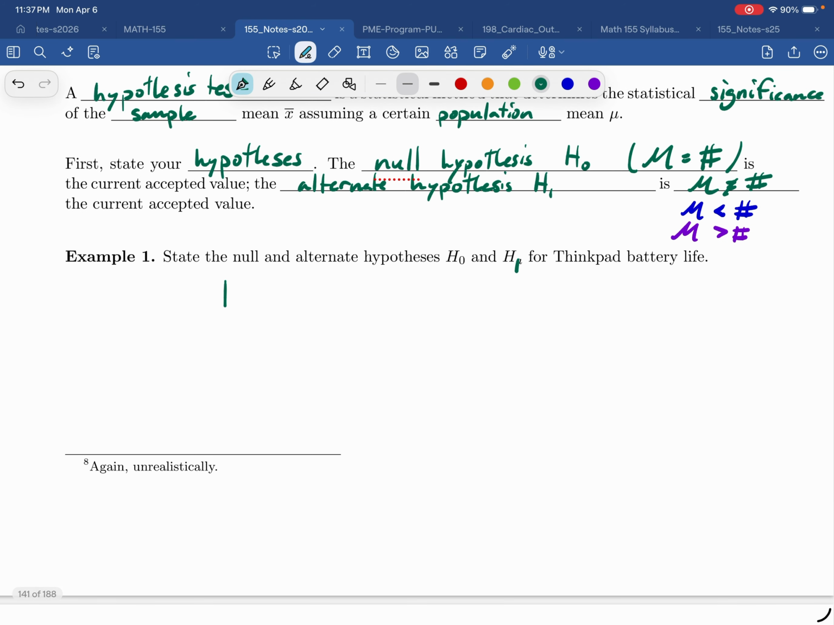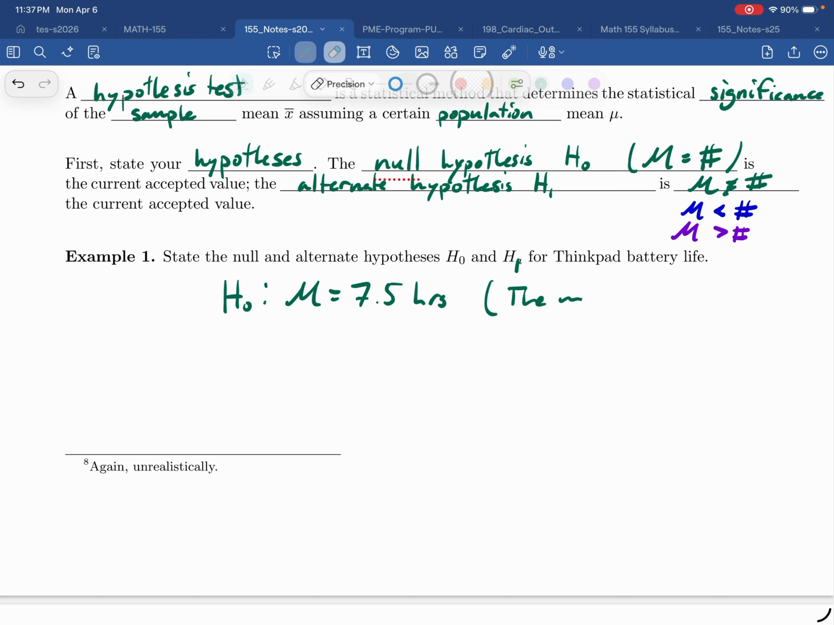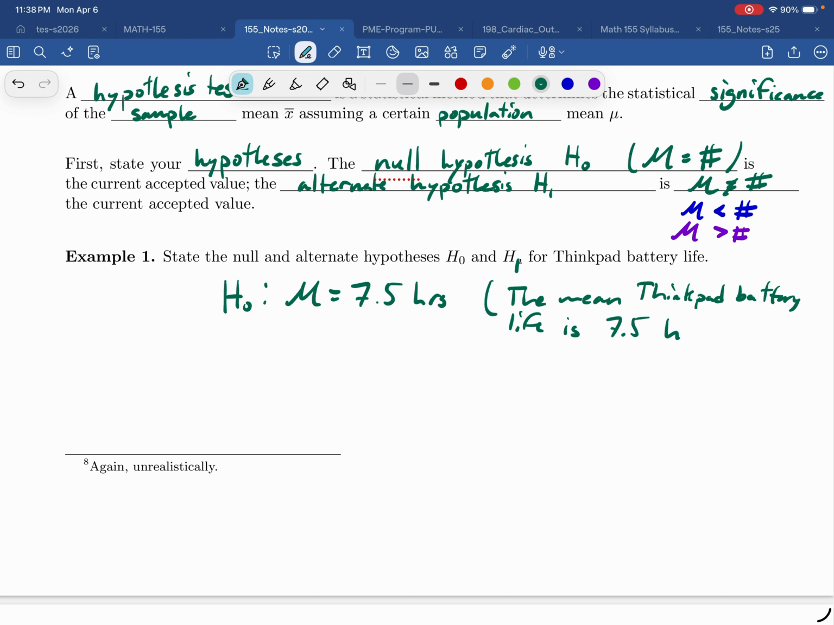Okay? So anyway, in our case, given our context with Lenovo, ThinkPads, and battery life, let's think about what we would say. Well, the null hypothesis is always going to be the same, right? It's always going to be battery life equals a certain amount, right? So here it's going to be mu equals 7.5 hours, i.e. the mean ThinkPad battery life is 7.5 hours. Okay? What's the alternate hypothesis?